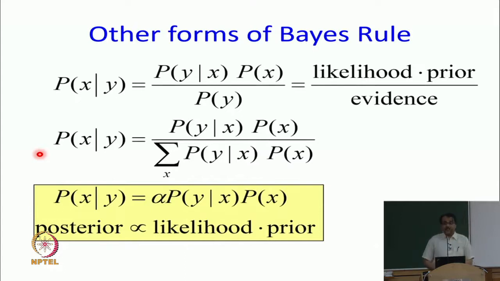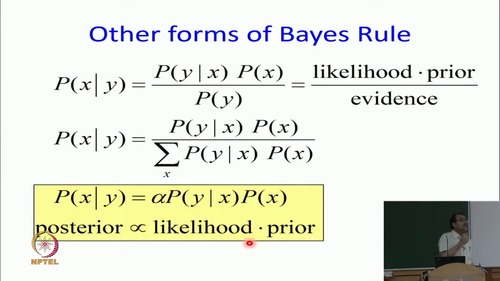So, in practice what we do is that we simply compute, we can say that P of x given y is proportional to likelihood times prior. And so, in practice when we have to actually compute x given y, we take all possible values of x and compute likelihood times prior for them and then normalize it to sum to 1. And that is how we easily compute the Bayes distribution values.